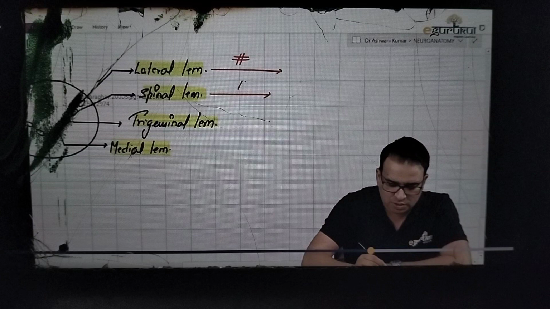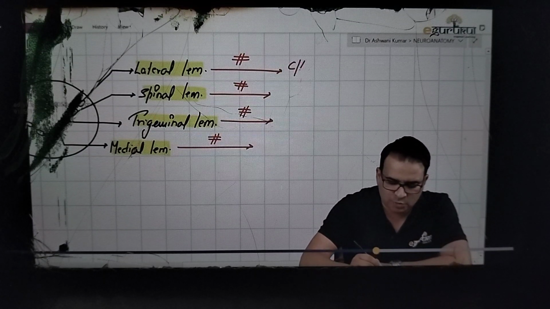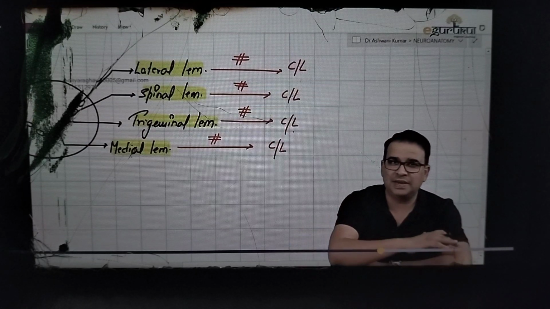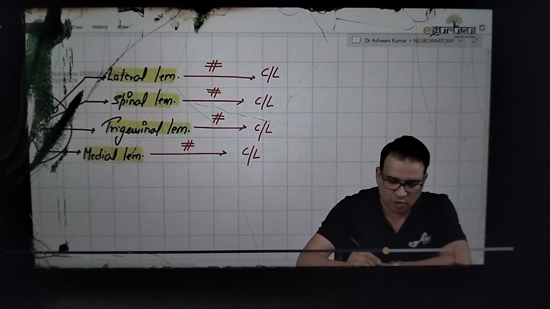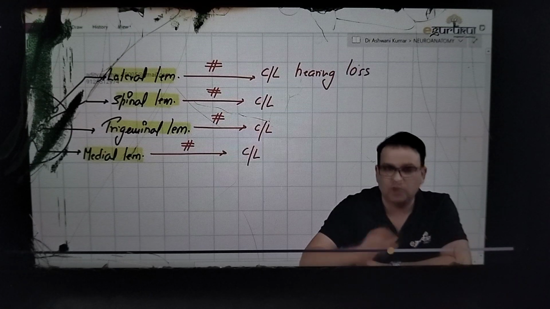And one thing which I should write in the beginning only, that doesn't matter whichever lemniscus is injured, but one thing is common, that there has to be effect on what side? Contralateral. Everything is contralateral. Lemniscus are always found on the opposite side. So if injury to any lemniscus, effect has to be contralateral. Lateral lemniscus injury will lead to contralateral loss of what? Contralateral hearing loss will be there.